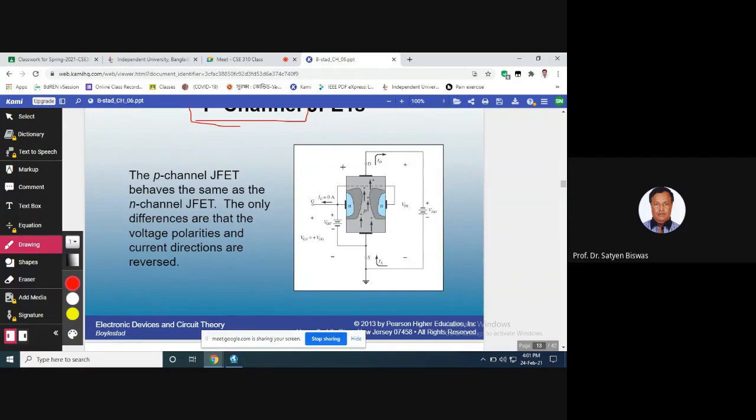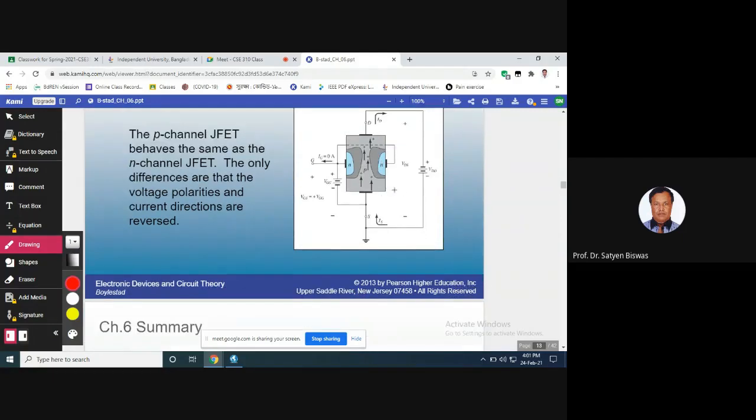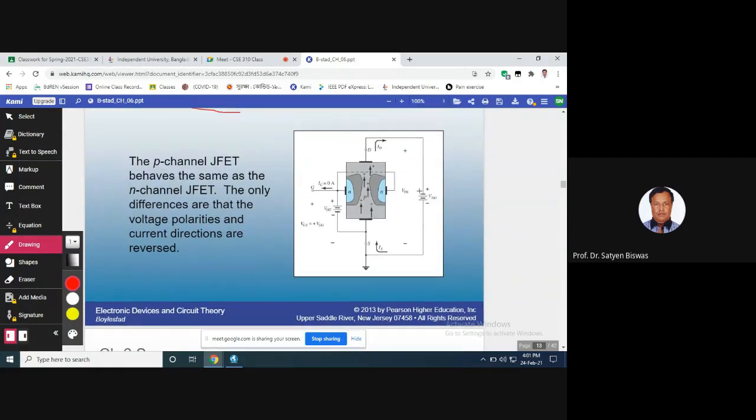And the operation will also be opposite. Remember, in case of N channel, the carriers were electrons, but in this case, the carriers are holes. For P-type material, the carriers will be holes. So that's why you see they are putting the source at the bottom. Here is the source. So the source will be connected to the positive terminal here.